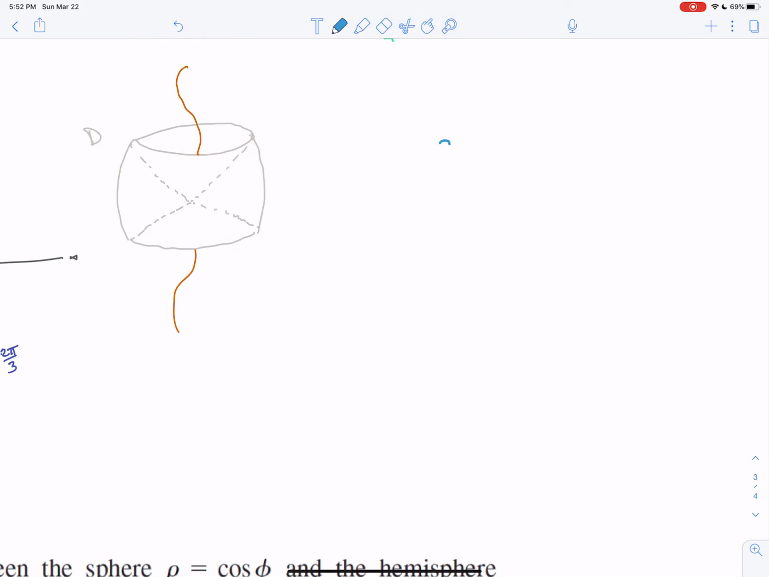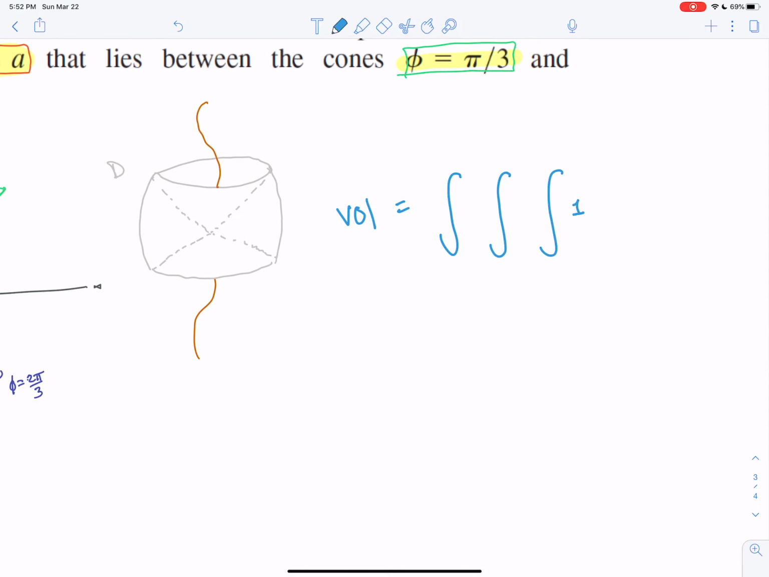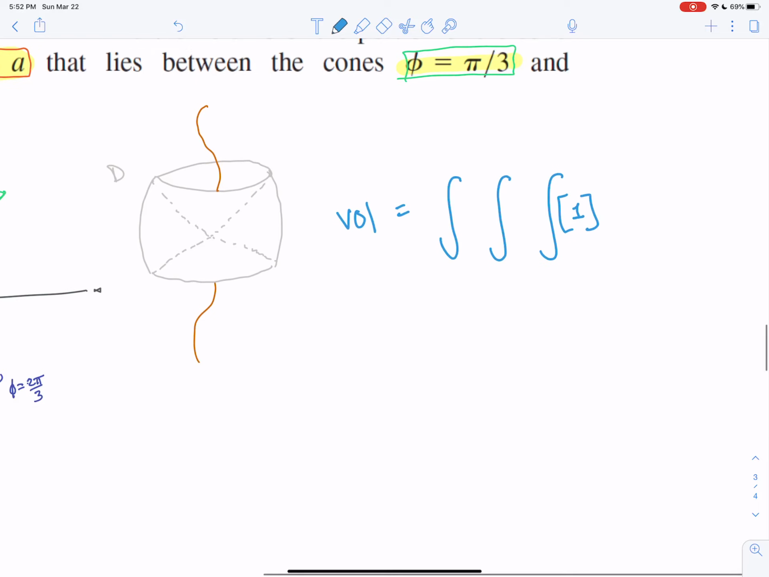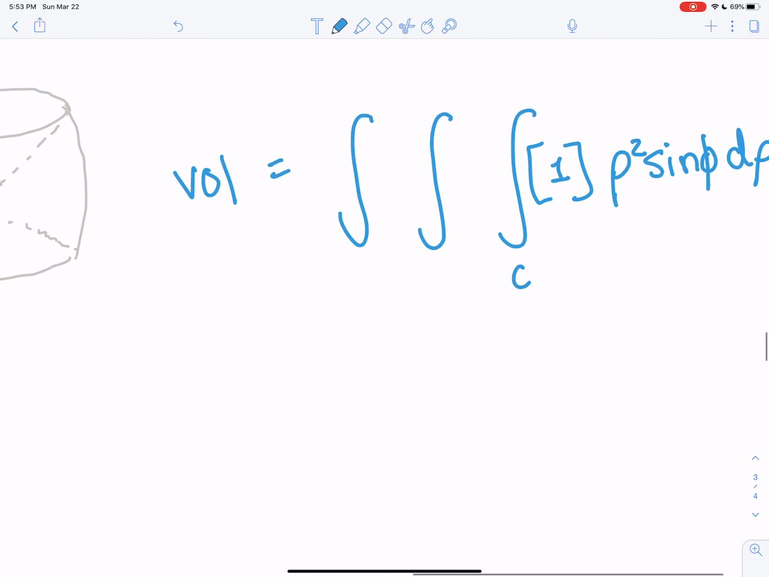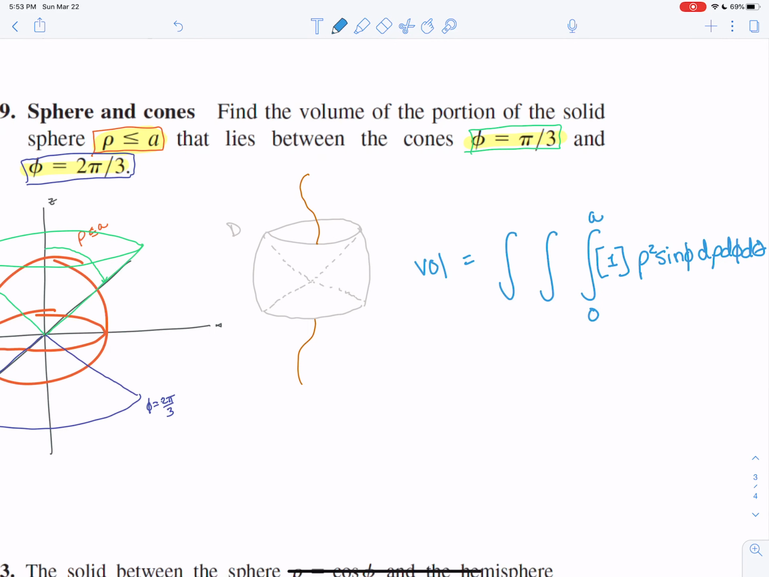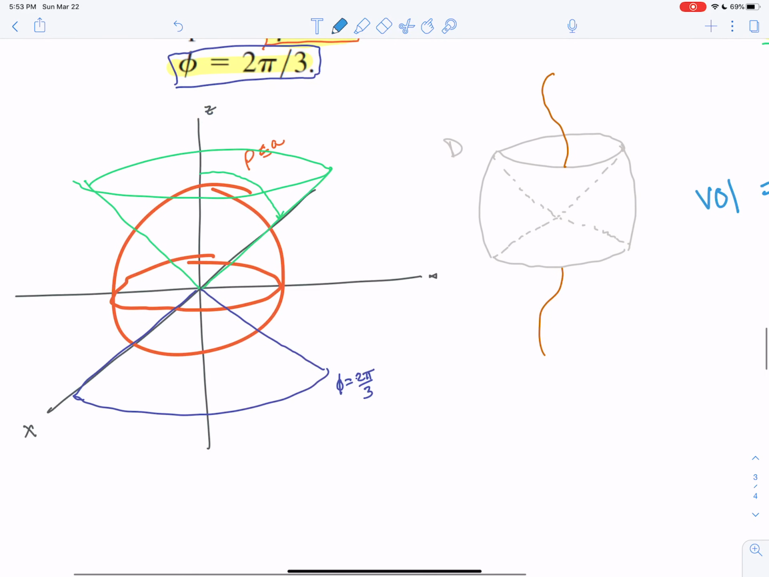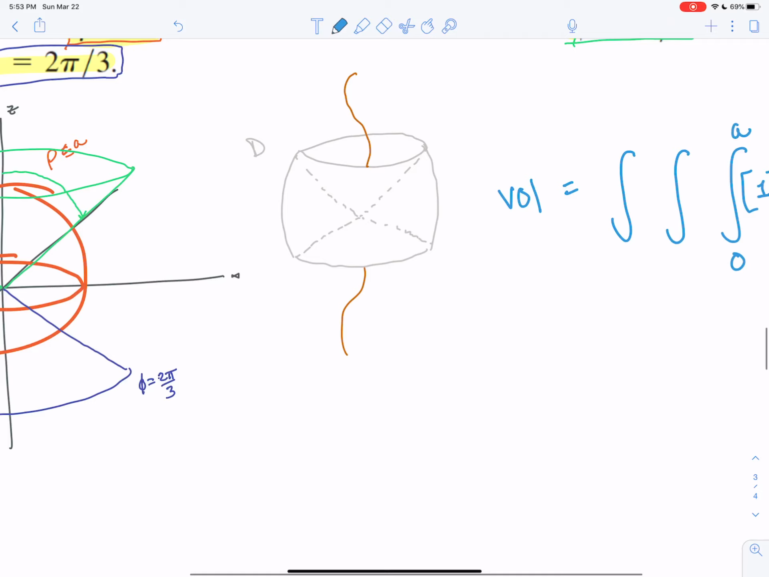Here we go. 1, 2, 3. We are in spherical coordinates, so the volume differential becomes rho squared sine phi d rho d phi d theta. And then our bounds for rho, in this case, are from 0 to A. For phi, right, so we enter at pi thirds and exit at 2 pi thirds. So it's just from pi thirds to 2 pi thirds.